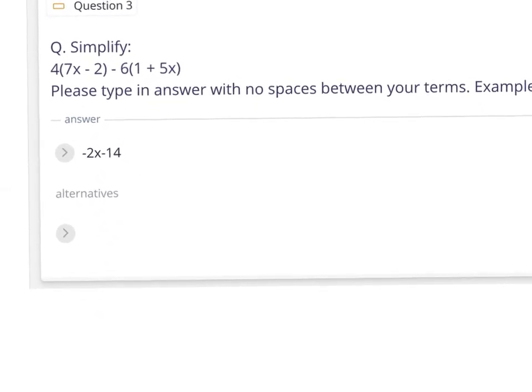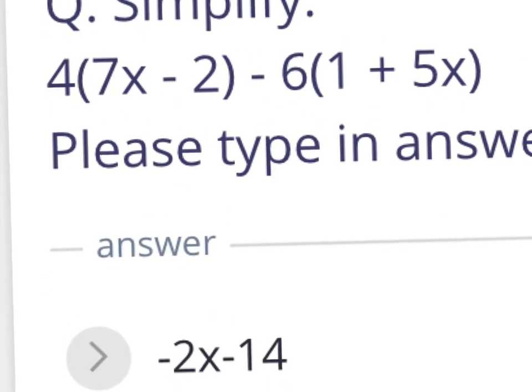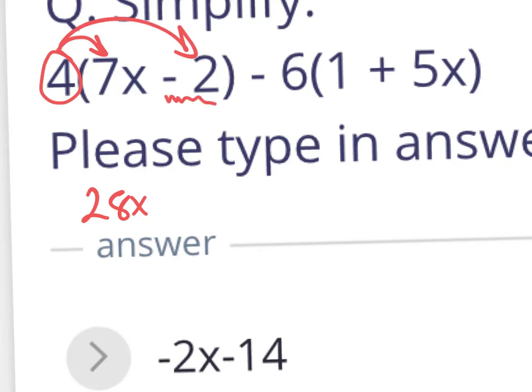It says simplify. So what is simplify? It's PEMDAS, it's distributive property, combining like terms, and that's exactly what we're going to be doing right here. We're going to distribute and combine like terms. So whatever number's on the outside of the parentheses, distribute it in. 4 times 7x is 28x. 4 times, I want to call this a negative 2. That is a negative 8, but of course I put it as a minus 8.